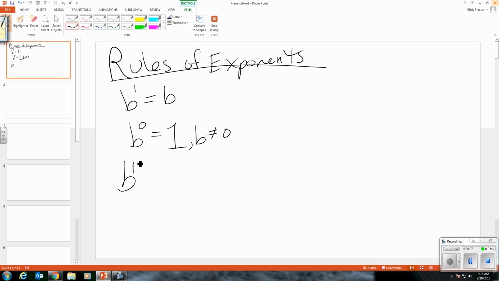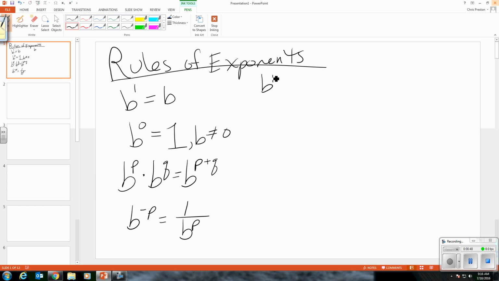If you have a base to a power and you're multiplying it by the same base to a power, then we add the powers. If you have a base to a negative power, then that is the reciprocal. It means if it's on the top, it goes to the bottom. If it's on the bottom, it goes to the top.